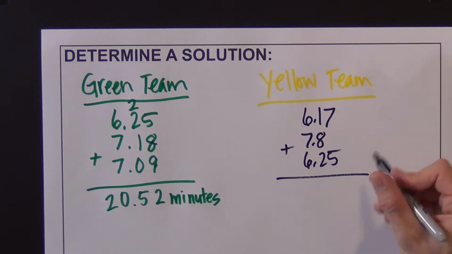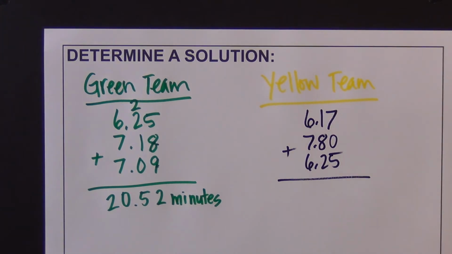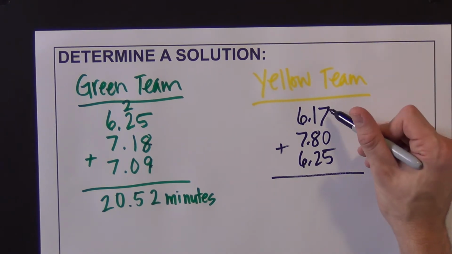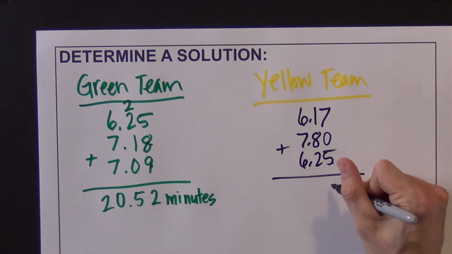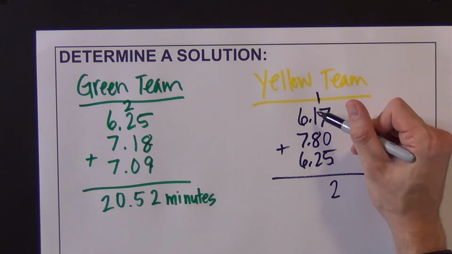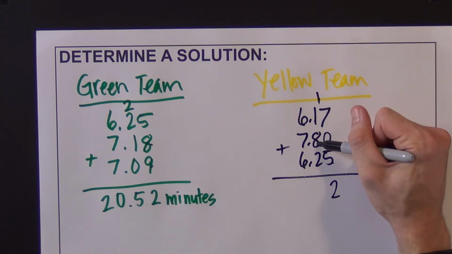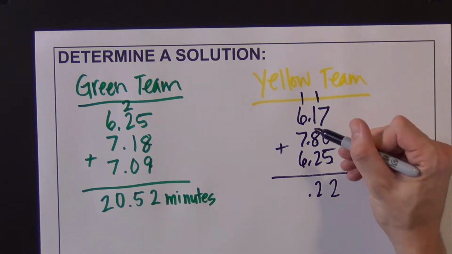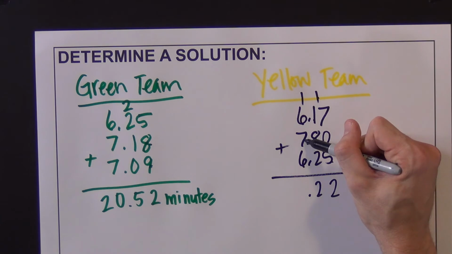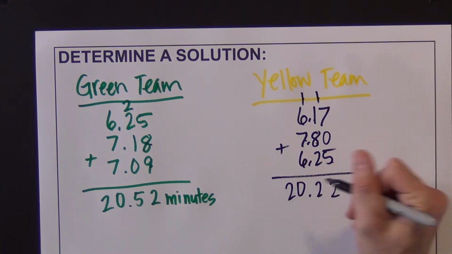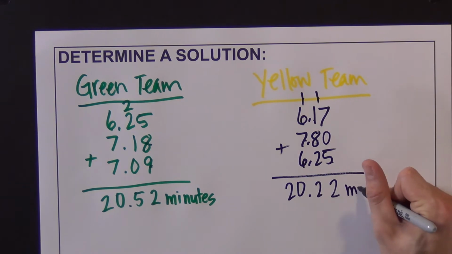In order to add this, I'm going to annex a 0 here and write that number as 7 and 80 hundredths. 7 hundredths and 5 hundredths is 12 hundredths. Regroup there my 1 tenth. 1 tenth, 2 tenths, and 8 tenths, 10 tenths, 12 tenths. Regroup my 1 whole. 6 and 7, 13, 14, and 6, 20 and 22 hundredths minutes.